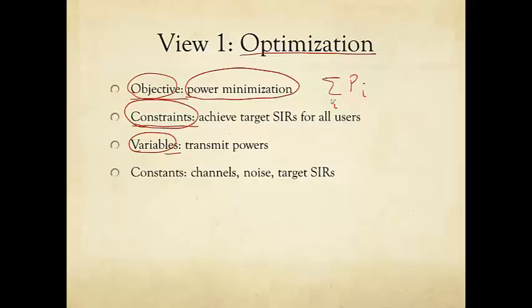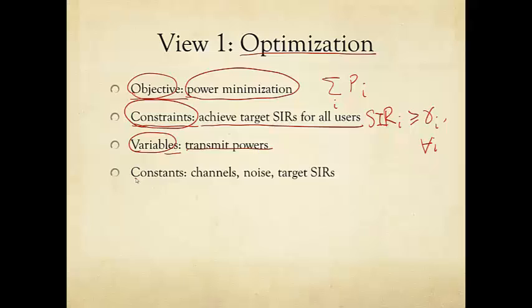So this is a power minimal configuration, subject to the constraints that you have to achieve the target SIRs for all the users. The SIRs for each user indexed by i must be no smaller than the target gamma_i. And you need this to be held not just for a single i, but for all i's. And then you need to vary the degree of freedom. In this case, obviously, it is the set of transmit powers.